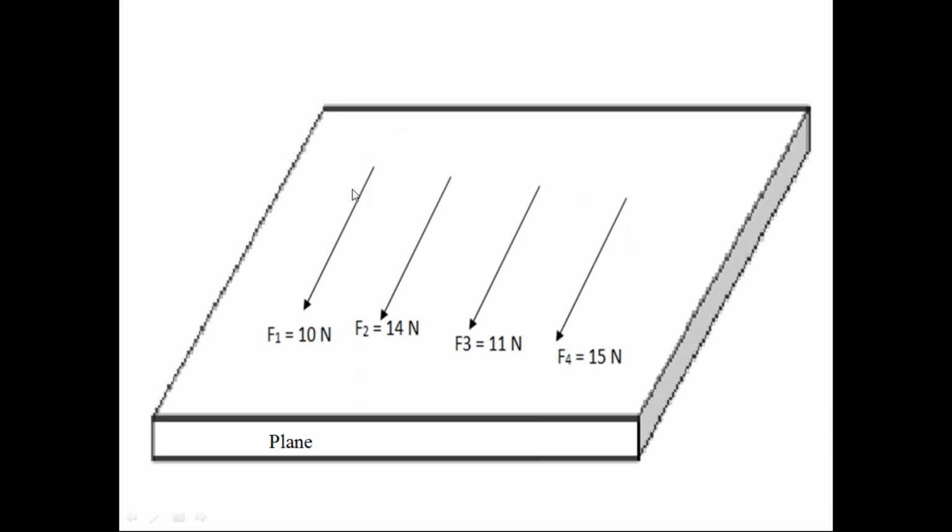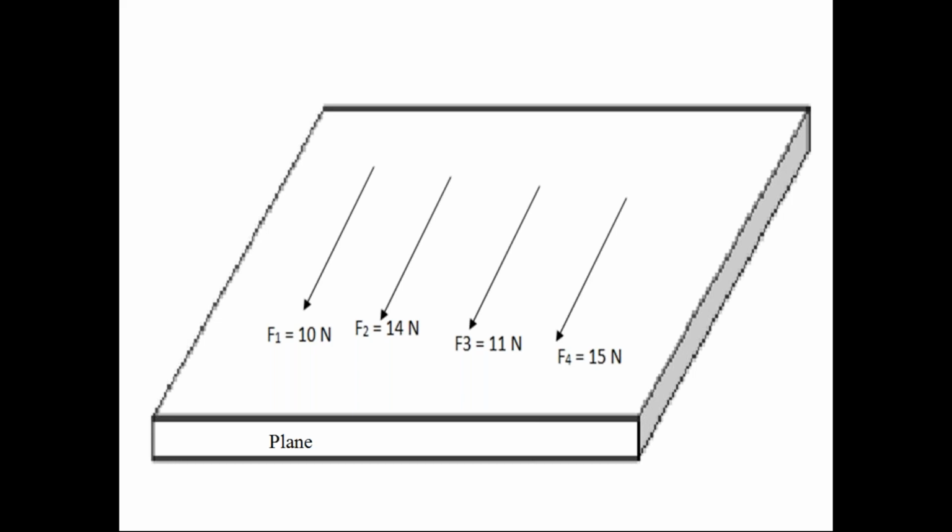In this coplanar parallel force system, again we have two types. One is called the coplanar parallel like force system. The next one is called the coplanar parallel unlike force system. So in the coplanar parallel force system, we have two types. First, the coplanar parallel like force system. What is meant by the coplanar parallel like force system?